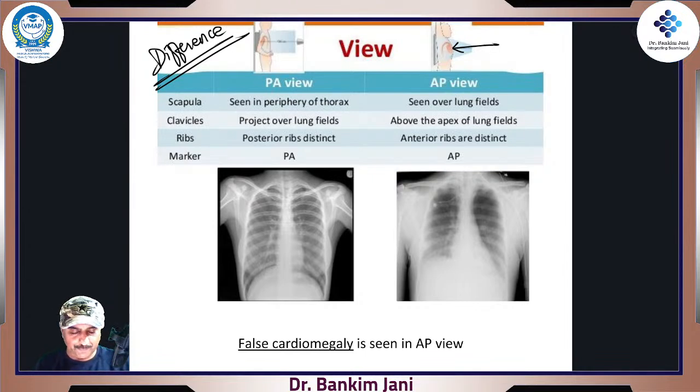PA view. Here it is. Look at the scapula, right? If you really carefully watch the scapula, that's how they look. The scapula are not overlapping. They are on the periphery, because that's how you take the X-ray, right? The X-ray plate is here. You say, okay, stand like this, with shoulders raised, as if you are hugging the X-ray plate. So those scapula are seen in the periphery of the thorax, far.